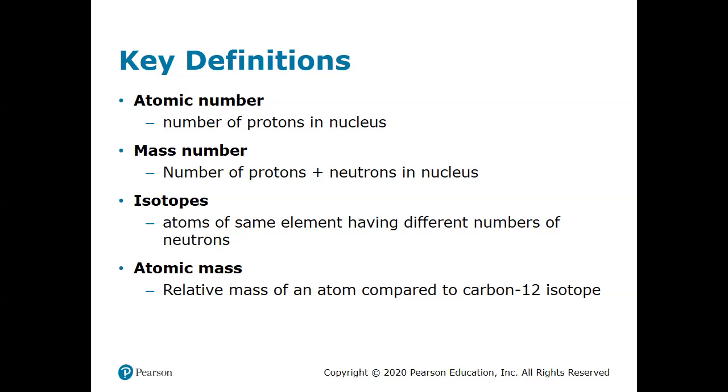Now, to describe a given atom, we need some information. One of those pieces of information is the atomic number. The atomic number, which is sometimes represented by the capital letter Z, simply tells us the number of protons in the nucleus.